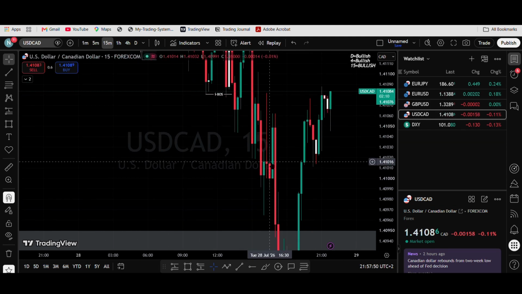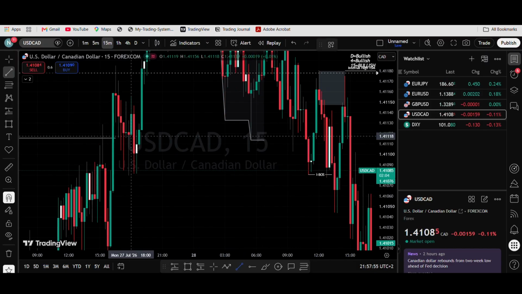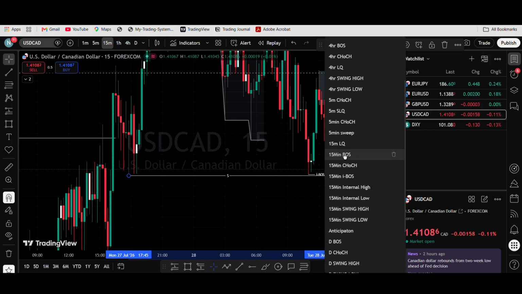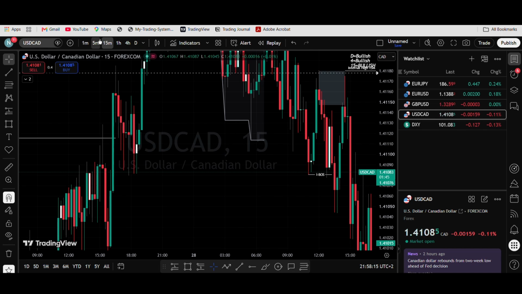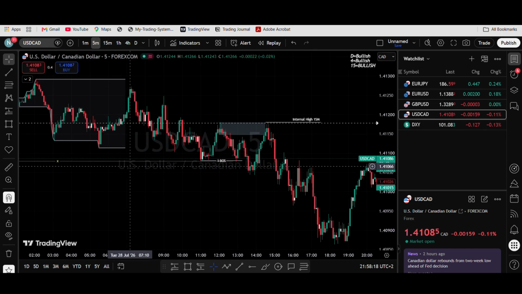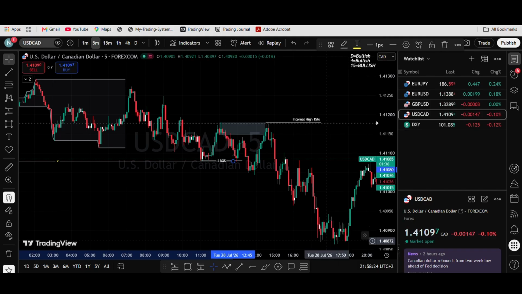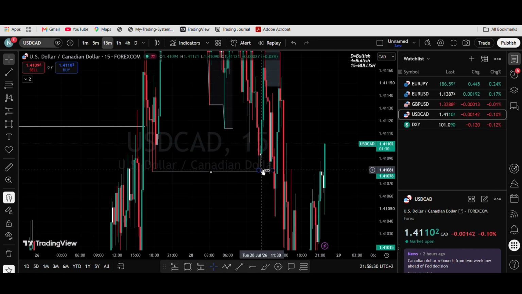So my question is, since I did not see this live, would I have considered this an actual sweep of liquidity, right? M15 liquidity, I want the sweep of liquidity. Do I not have a sweep? What is the liquidity sweep on the M15? Right, liquidity sweep on the M15 here.